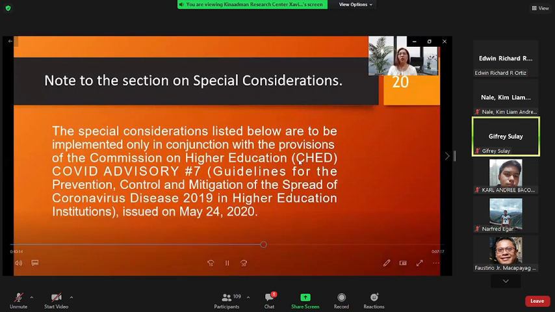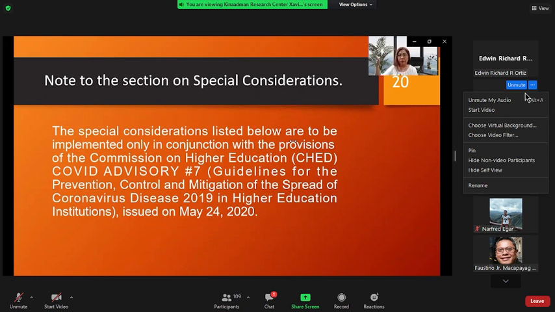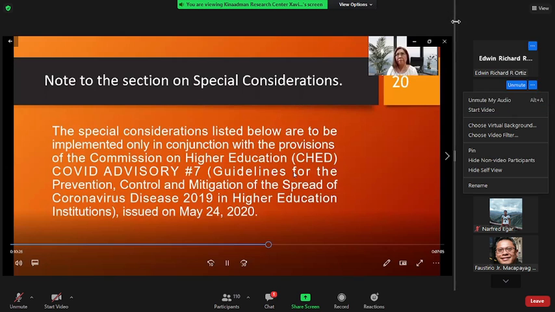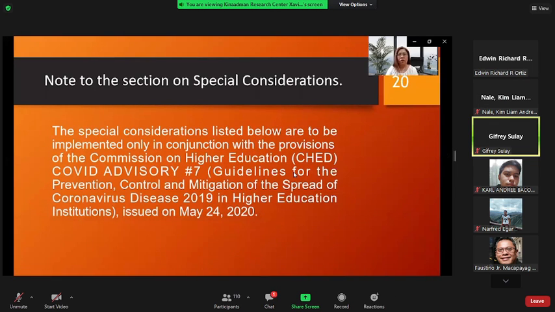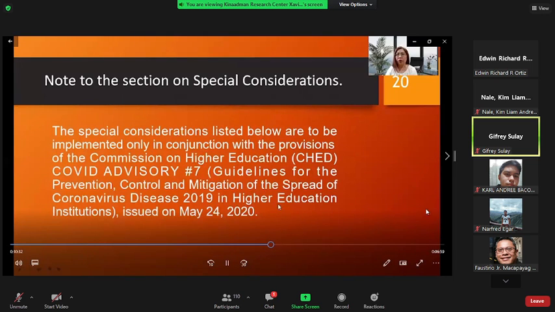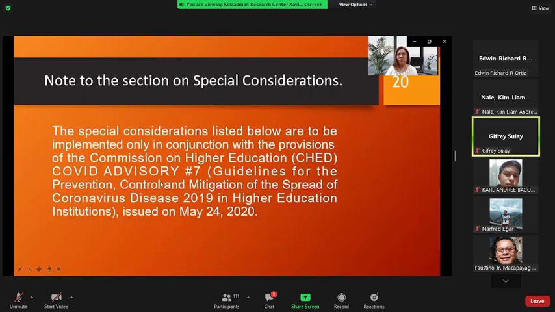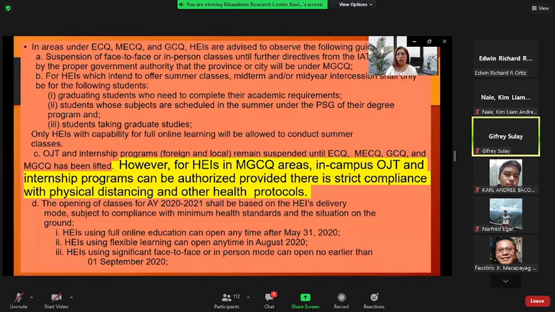But before we go any further to the special considerations for graduating students, whether graduate or undergraduate, let's take up first the overarching advisory of CHED. So let me read. The special considerations listed below are to be implemented only in conjunction with the provisions of the Commission on Higher Education's COVID Advisory Number 7, which refers to the guidelines for the prevention, control, and mitigation of the spread of the coronavirus disease 2019 in higher education institutions. This was issued on May 24, 2020. This is an excerpt from the advisory.